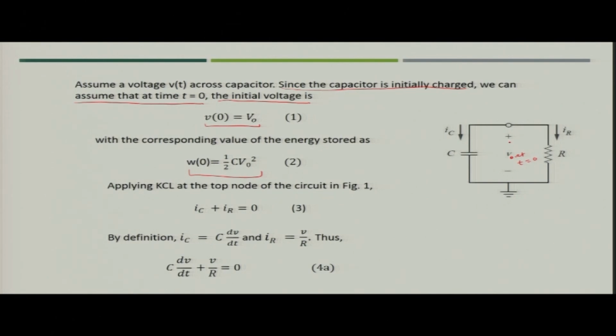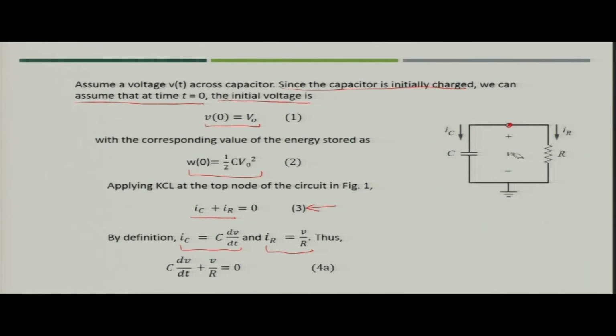Now, when we see this particular circuit, there would be one loop, and if you apply Kirchhoff's current law at this particular node, what will you get? You will simply get IC plus IR equal to 0. So, using KCL, IC plus IR is equal to 0. Now, what is IC? As you know, the current flowing through the capacitor is C multiplied by dV by dt, as voltage is time dependent. And IR is nothing but the voltage V across the resistor divided by the value of the resistor R.